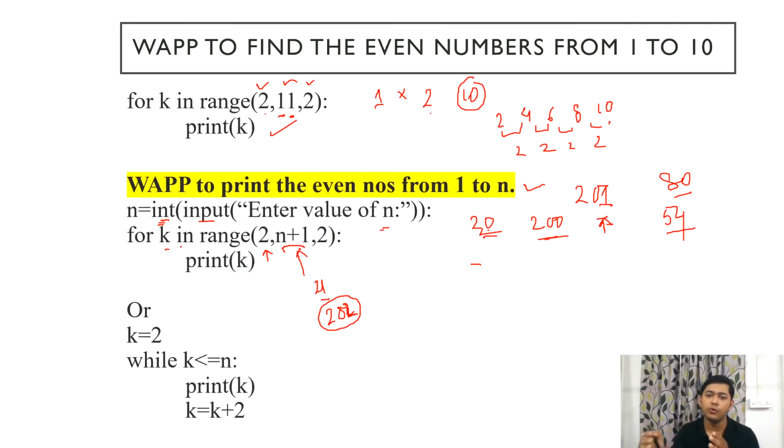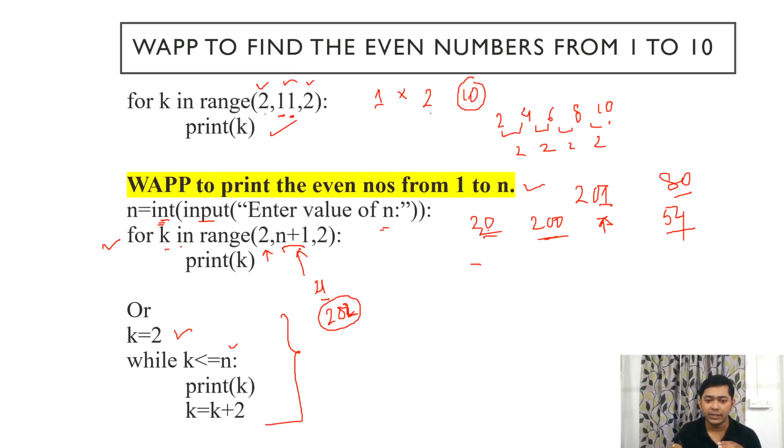So 2 plus 2 is 4, 4 plus 2 is 6, like this, it will produce the output. The same one I have written using a while loop also. You can see here, first I have initialized with 2. Here, less than equals to n. Here we can directly write less than equals to n, or you can write k less than n plus 1.